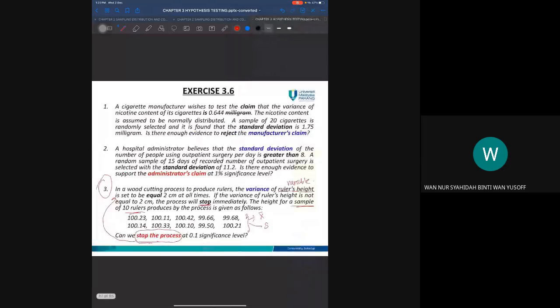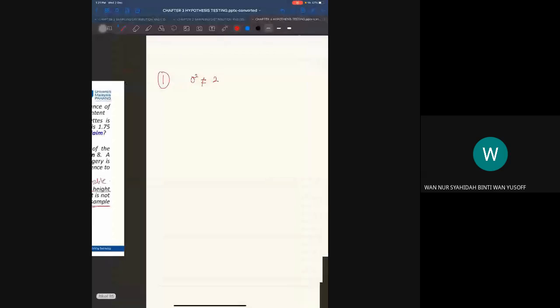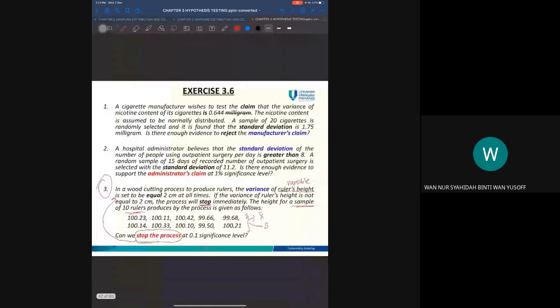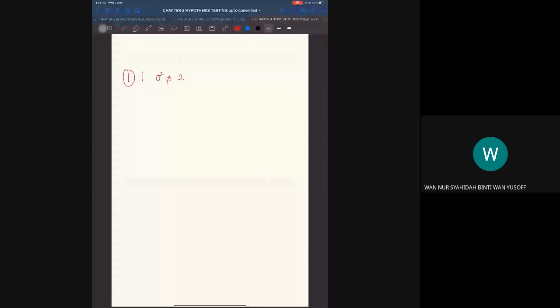H0 or H1? So sigma square not equal to 2: H0 or H1? H1. That is the claim.